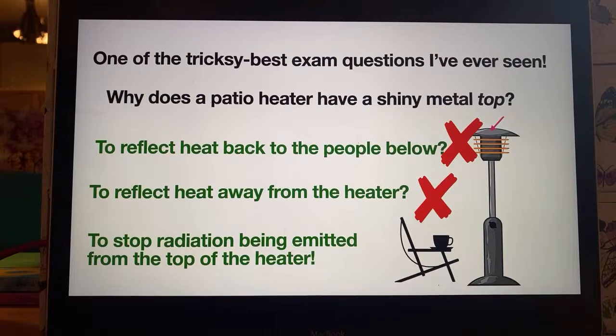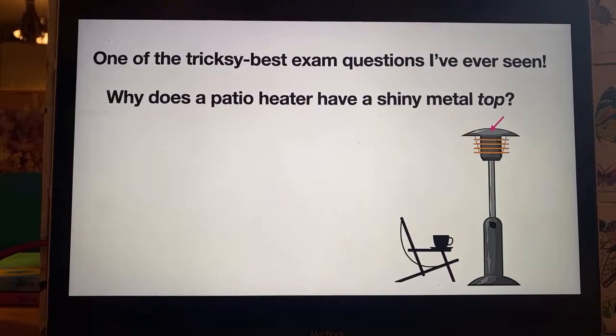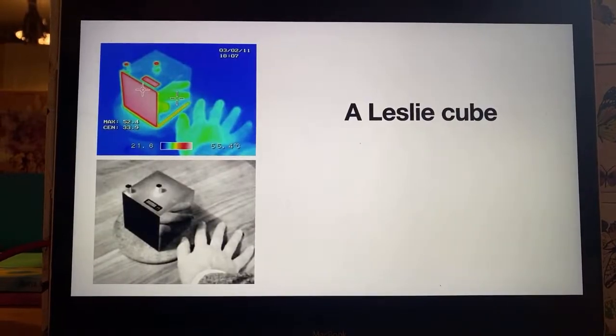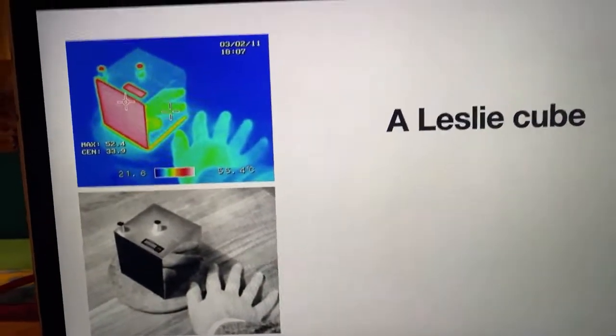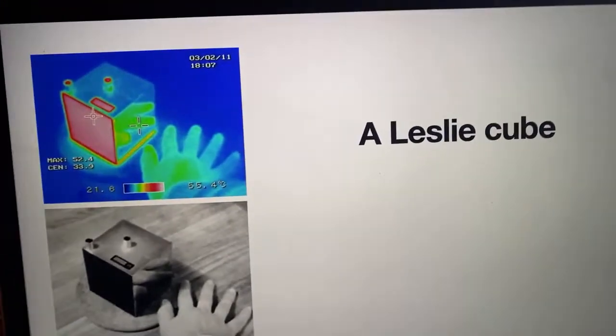Anyway, moving on. So just be aware, black matte objects are bad reflectors, as well as being good absorbers and emitters. This is a Leslie cube. It's a lovely little thing. You will see in your exam specification, just quickly before I go, it says you need to know about experiments that can be done to work out what kind of materials are good emitters and absorbers and which are good reflectors. And a Leslie cube is a nice way of doing that.